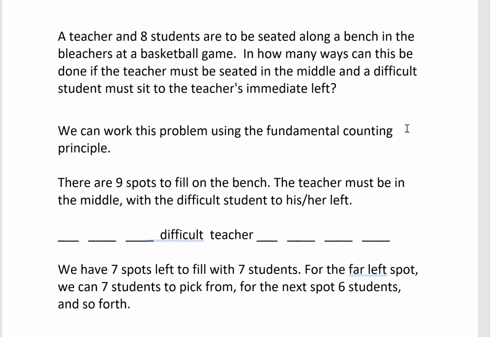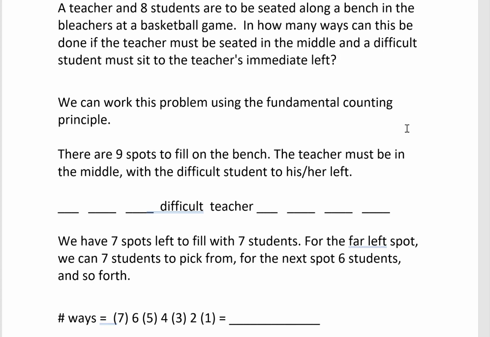So we have 9 spots to fill. We have the teacher and 8 students. The teacher has to be in the middle, and the difficult student has to be to the left of the teacher. And so there's 7 slots left. And so for the far left slot, we have 7 students to pick from. So we have 7 that we could put here. We have 6 we could put here, 5 here, 4 here, 3, 2, and then finally the last student we have to pick from.